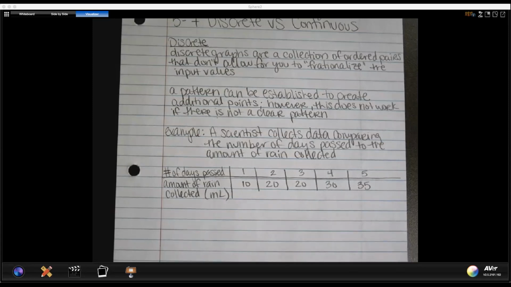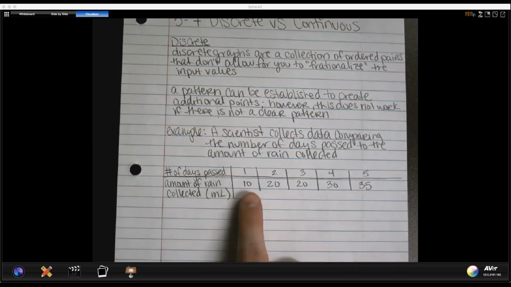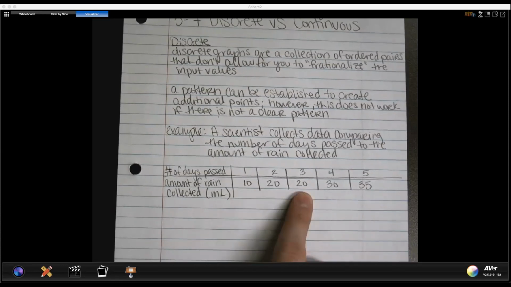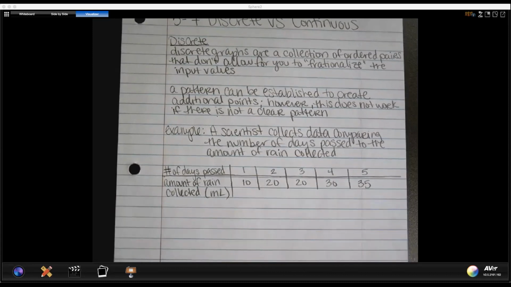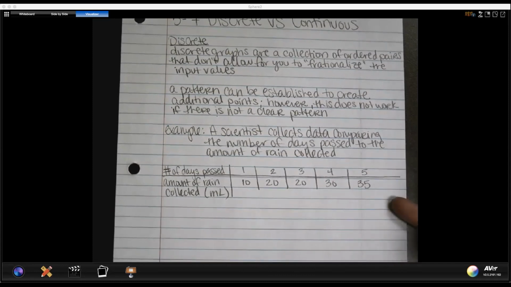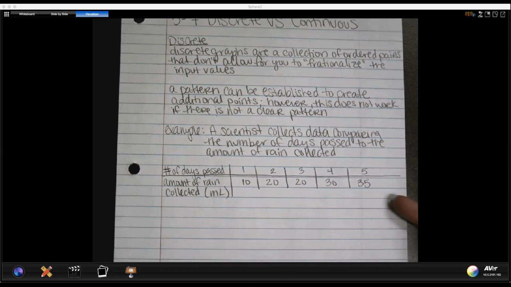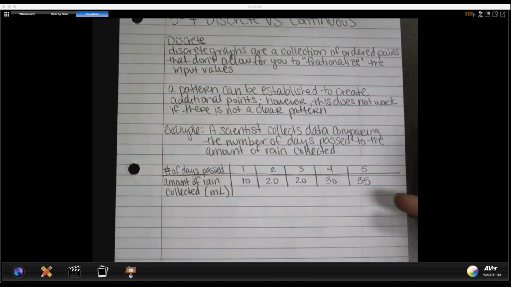What we also can't see is a pattern, okay? Because obviously rain is not really consistent in that regard, okay? So after 2 days and 3 days, we see that they have the same amount of rain. So therefore there's not really a pattern, meaning I wouldn't be able to predict or create any additional points. I can't say, saying 6 days passed, that it'll guaranteed be a certain number, okay? So therefore, in this example, I can see why there's not a pattern forming, as well as why it would be discrete data, because I can't find data in between each point, and I can't find data past these points. Okay, does that make sense?